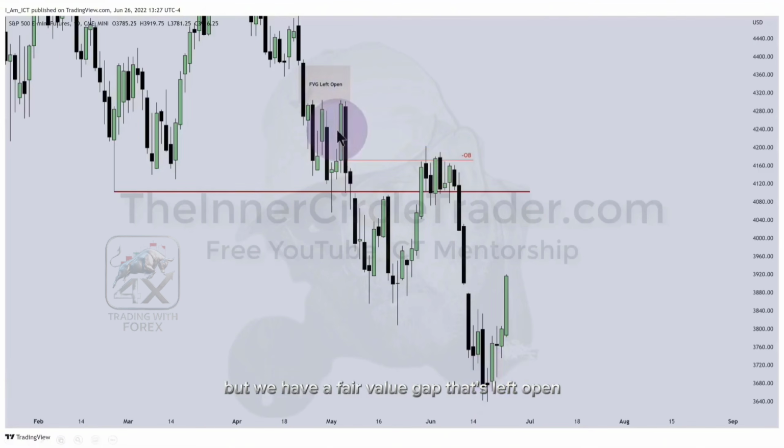But we have a fair value gap that's left open, bearish order block, a dealing range that's been broken to the downside. The only thing we've done is retrace back into a short-term premium, and retail traders are going to see a bull flag. We're looking at it to go lower. What's it going to go lower for?